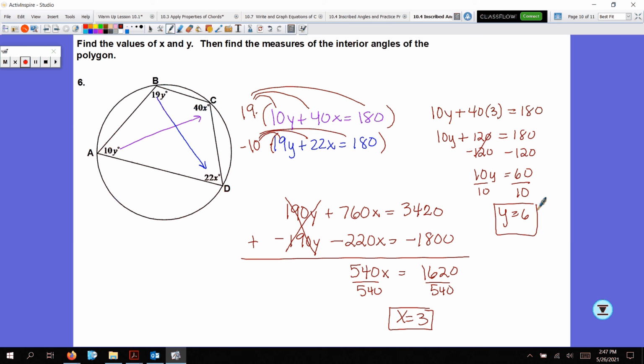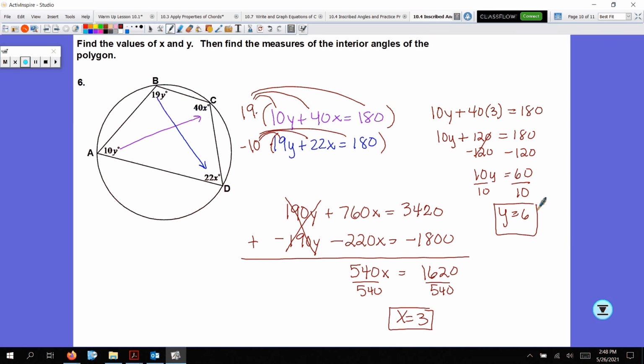It's not too bad plugging it in, but it's definitely tricky when you're trying to remember how to solve a system of equations. If you need to rewatch this video, please do so, because this is the most complicated part of Chapter 10, the last chapter.